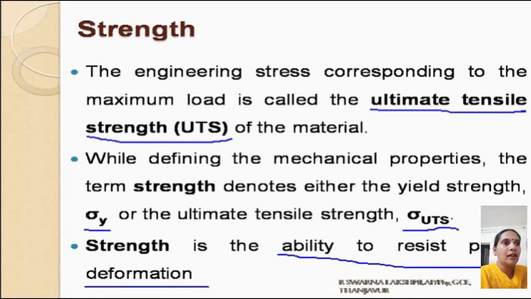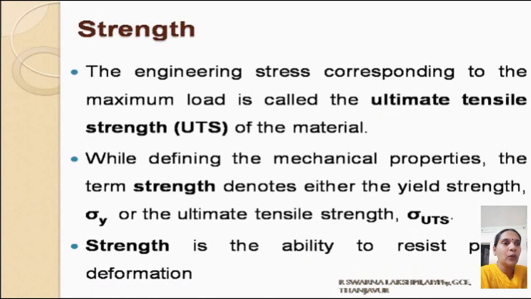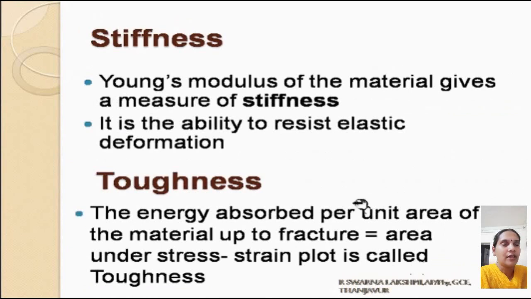The next important term while dealing with mechanical properties of materials is stiffness. When I say stiffness, the stiffness of the material is ability to resist elastic deformation. Note that ability to resist plastic deformation is strength, whereas ability to resist elastic deformation is stiffness, and it is quantified by the Young's modulus of the material.